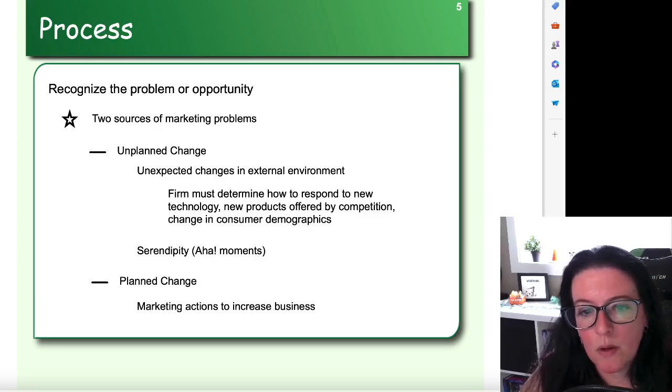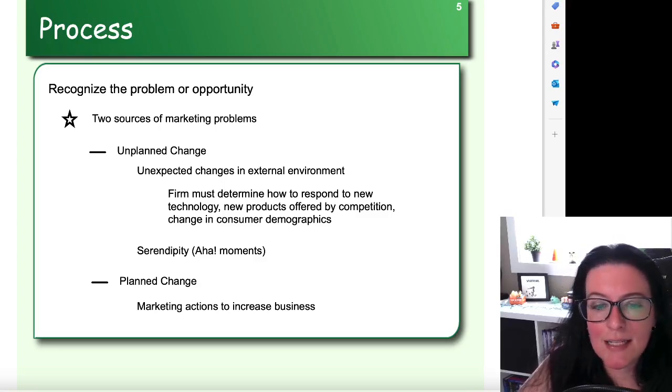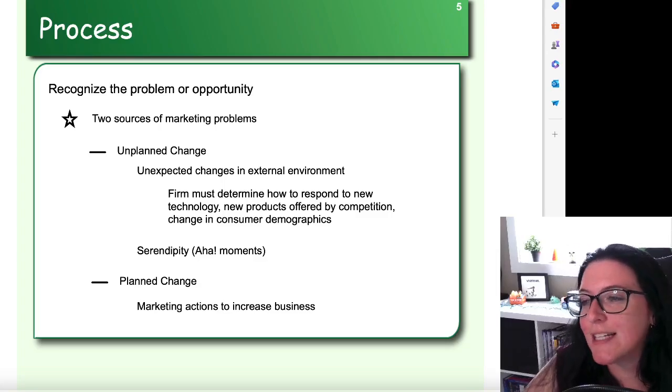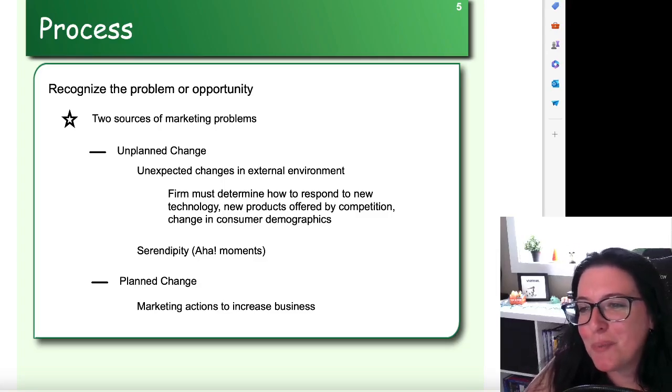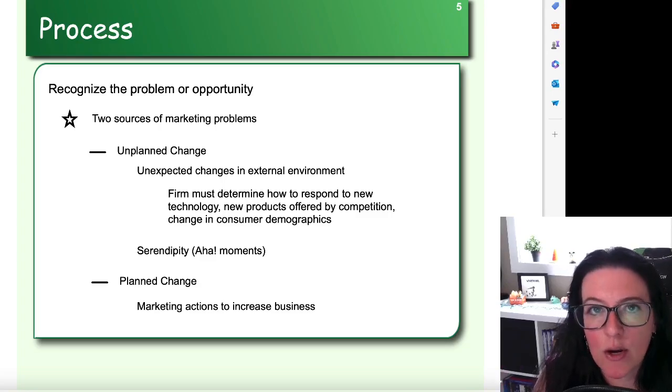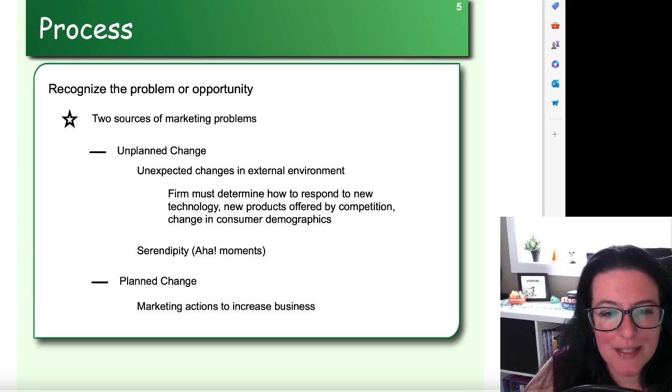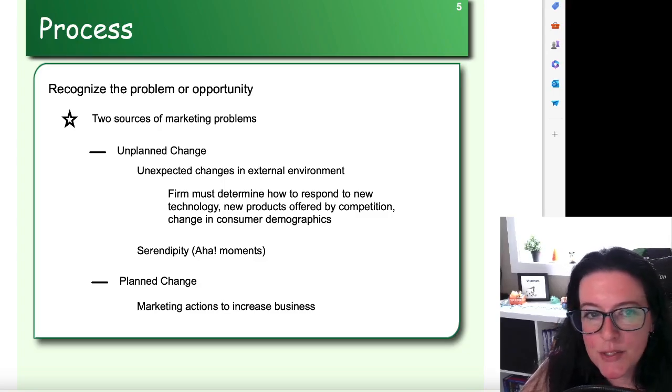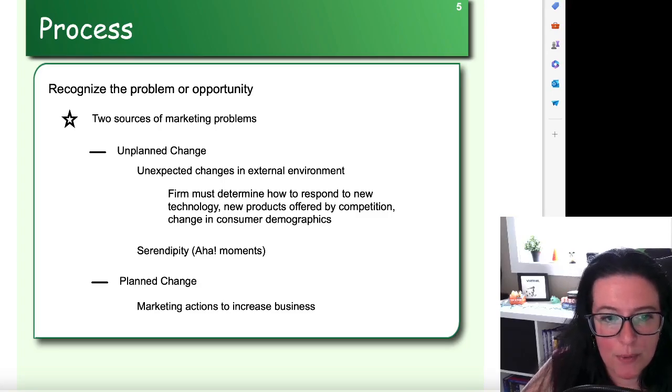We might just discover, say, our nicotine patch delays cognitive decline in Alzheimer's patients, and so we can take advantage of that product. So it's not just that there is a crisis. We could have that there is an opportunity, and we want to collect some data and see if we can take advantage of it. All right, so we recognize the problem or the opportunity.